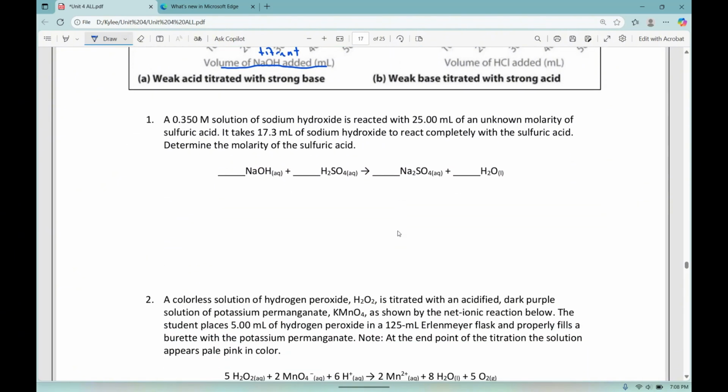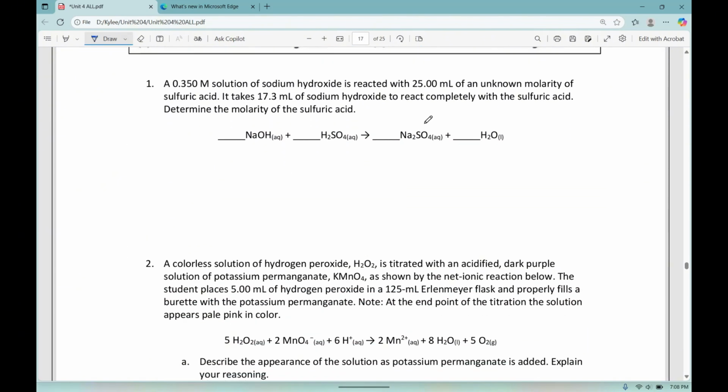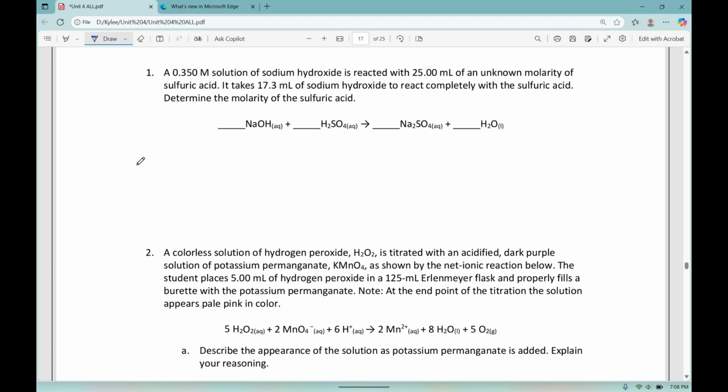Most of our examples here are lab scenarios where we're trying to use the information that we know to figure out the molarity of an unknown substance.